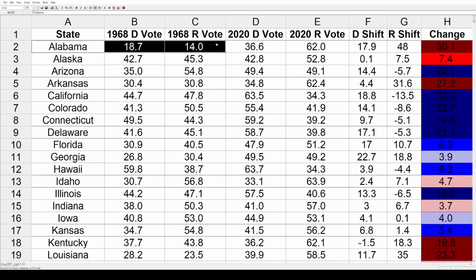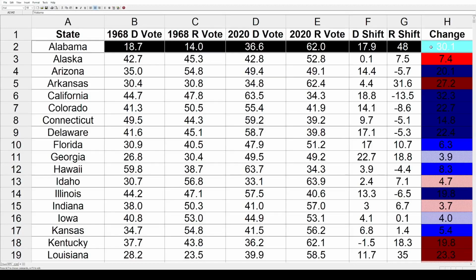So if we jump ahead to 2020, Joe Biden got 36.6%. Donald Trump got 62%. That is a net gain of 17.9 for the Democrats and a net gain of 48 for the Republicans. So that's a total net shift of 30.1 away from the Democrats and toward the Republicans. So now you have an idea how this works, and we can quickly go through the rest of these states.